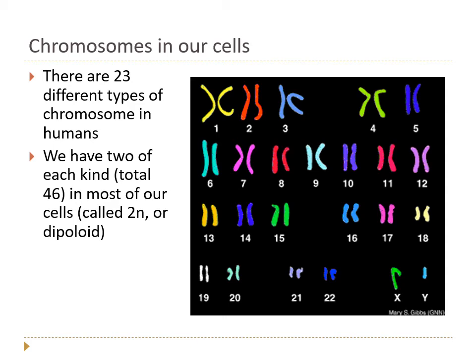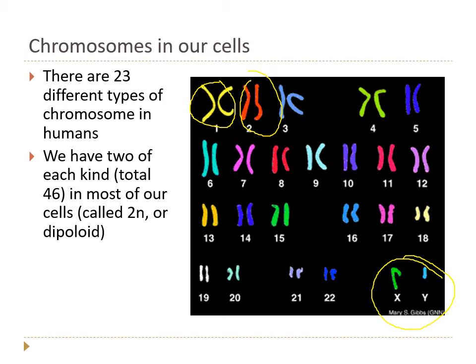So there are 23 different types of chromosomes, right? You've got chromosome 1, chromosome 2, we didn't name them very creatively. The only difference is that 23rd pair is called the sex chromosomes instead of being numbered. And different chromosomes have different strings of molecule on them with different types of genes, right? So certain genes are found on certain chromosome numbers.